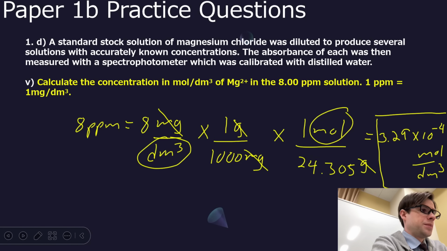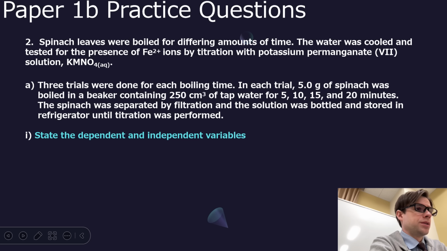Next, spinach leaves, number 2, were boiled for differing amounts of time. The water was cooled and tested for the presence of iron 2 plus ions by titration with potassium permanganate 7 solution, KMnO4 aqueous. 3 trials were done for each boiling time. In each trial, 5 grams of spinach was boiled in a beaker containing 250 centimeters cubed of tap water for 5, 10, 15, and 20 minutes. Spinach was separated by filtration, and the solution was bottled and stored in a refrigerator until titration was performed. State the dependent and independent variables.